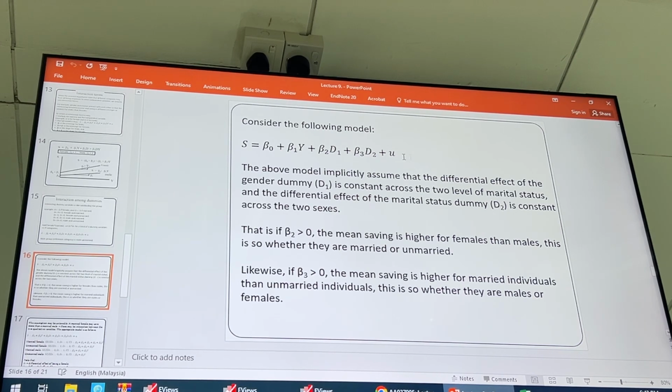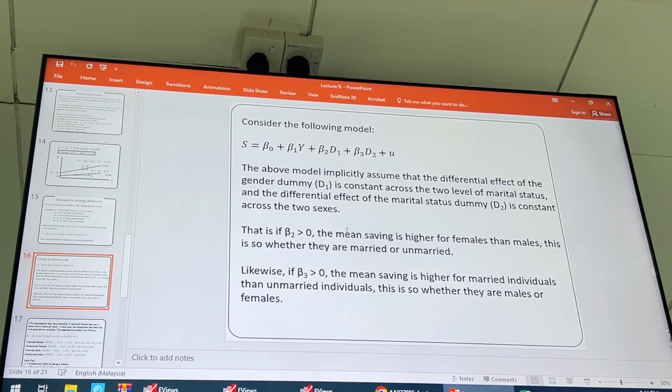So consider, let's say we have two dummy variables, one for gender and this one for marital status just now. So we have these two categories only, without interaction. The above model implicitly assumes that the differential effect of the gender dummy is constant across the two levels of marital status, and the differential effect of the marital status dummy is the same across the two genders. That is, if beta 2 is greater than 0, positive, the mean saving is higher for female than male. This is so whether they are married or unmarried.